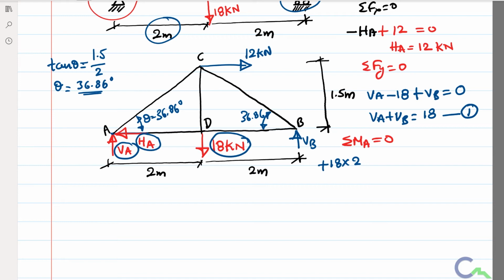The next force I am going to consider is 12 kilonewton. For my convenience I can shift that force along its line of action like this.